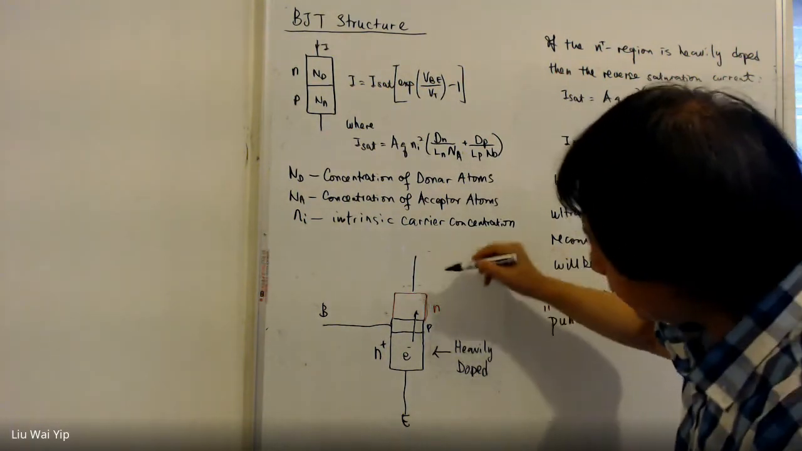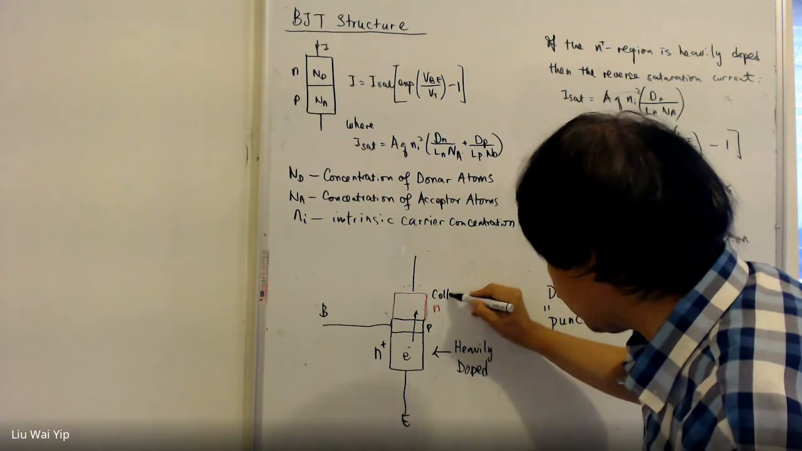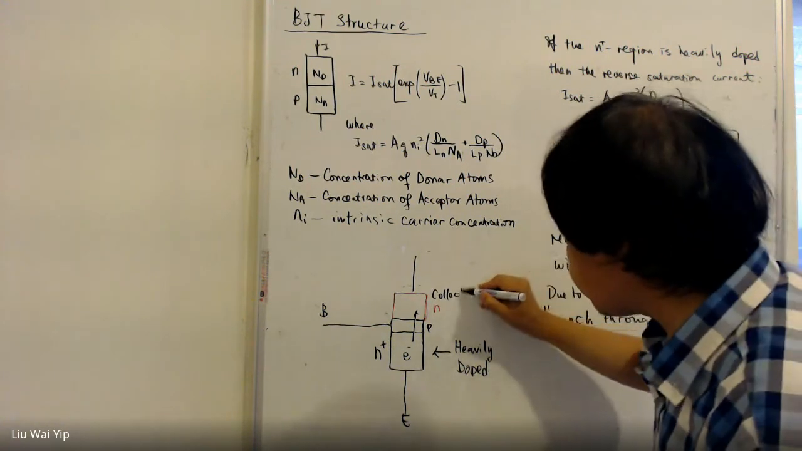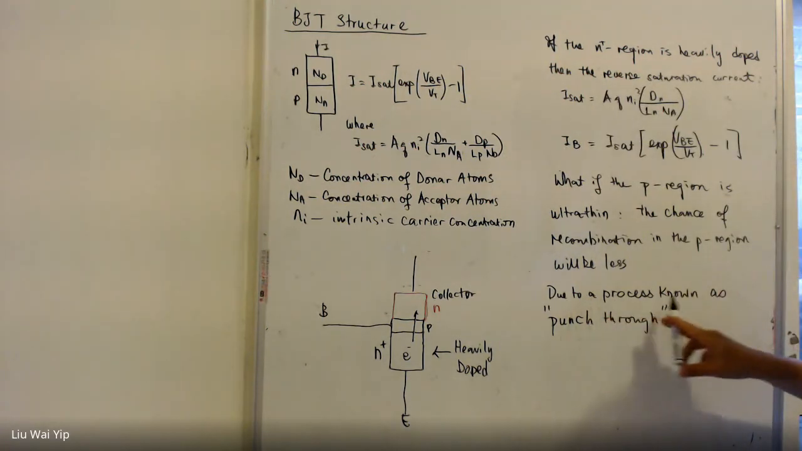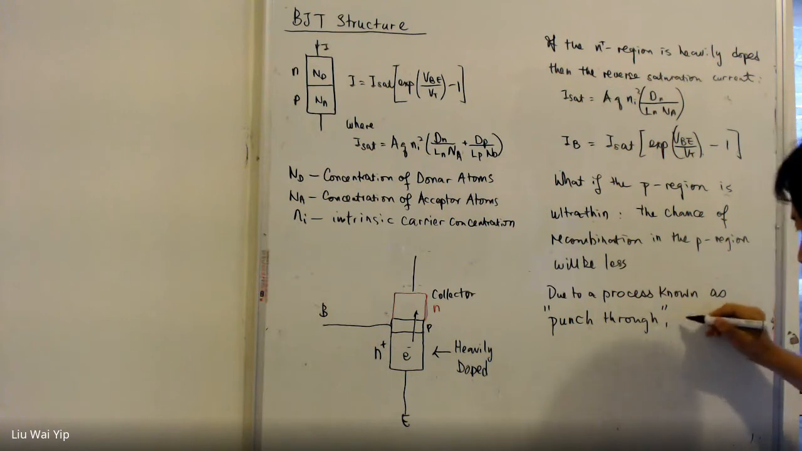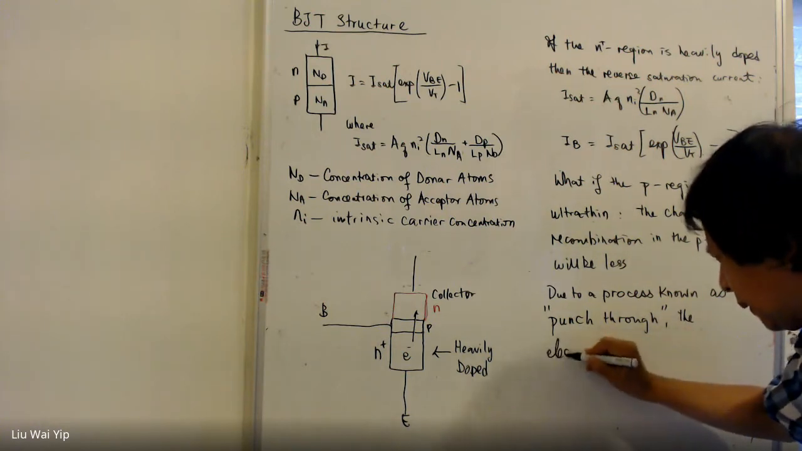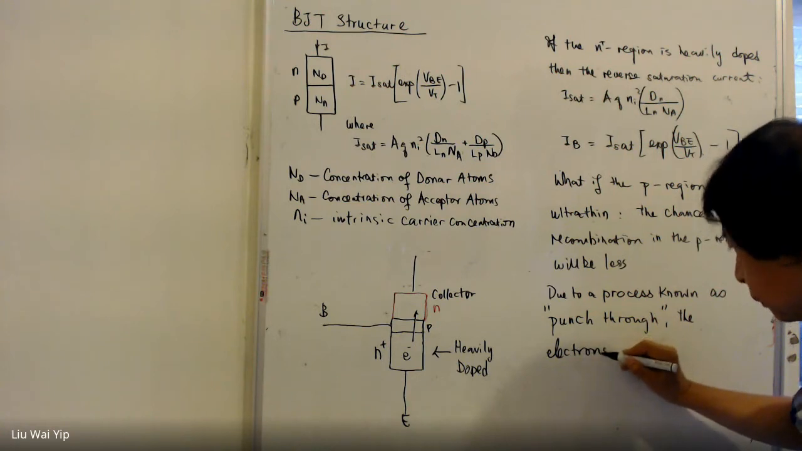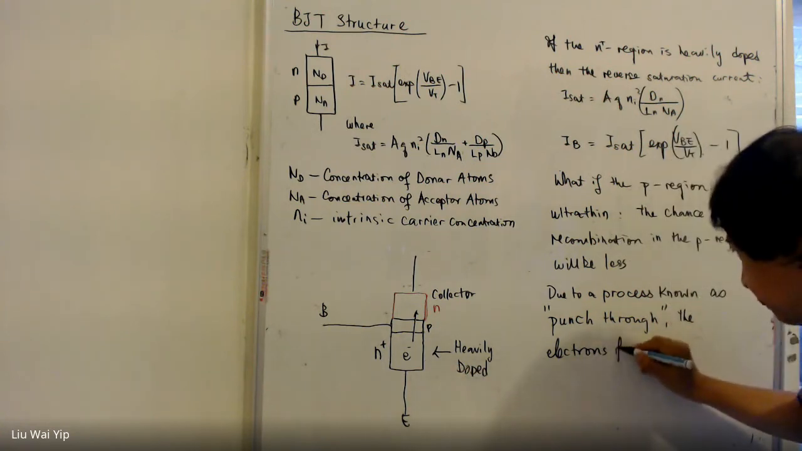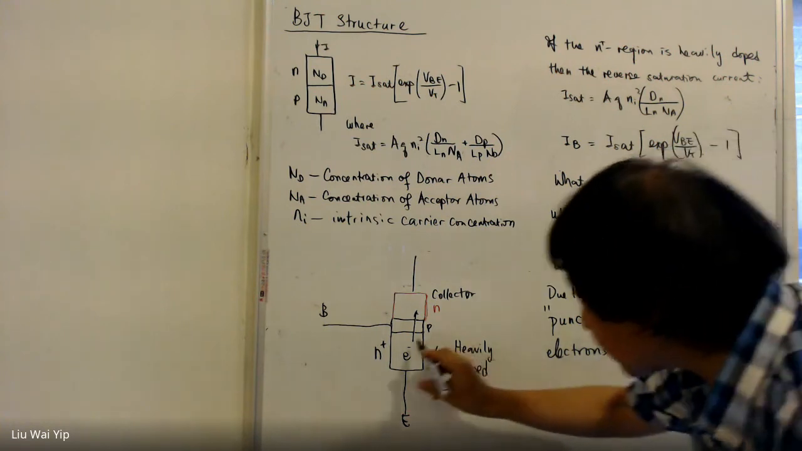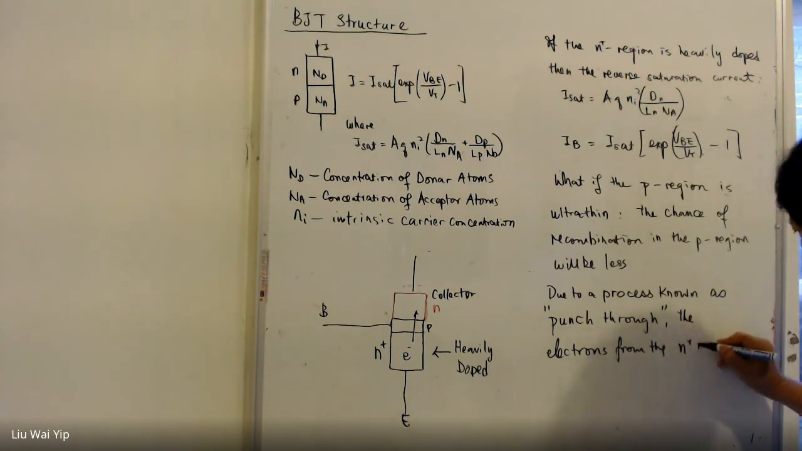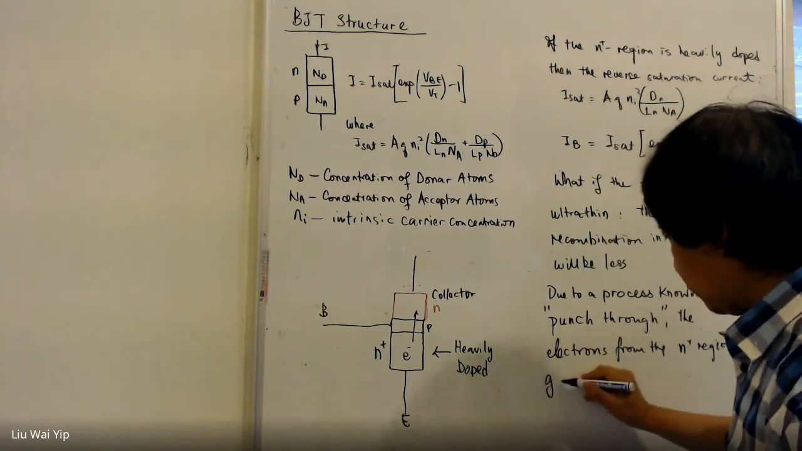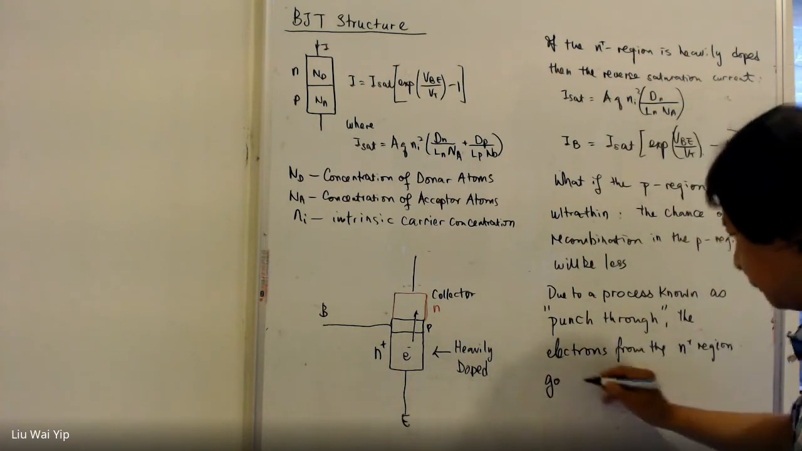And let's call this region the collector, because this is what was intended. Due to the process known as punch through, the electrons from the N plus region go straight to the collector.